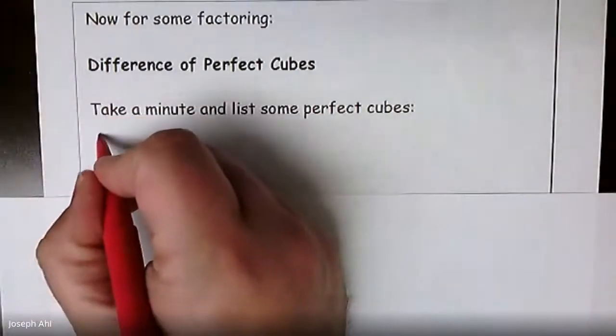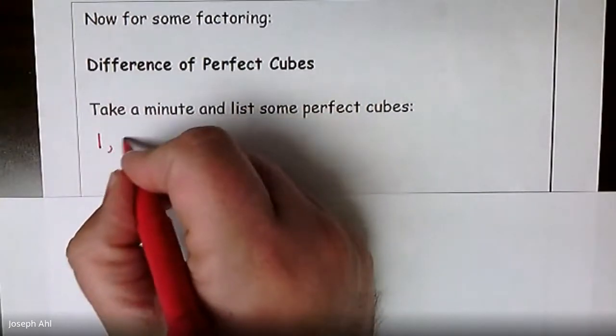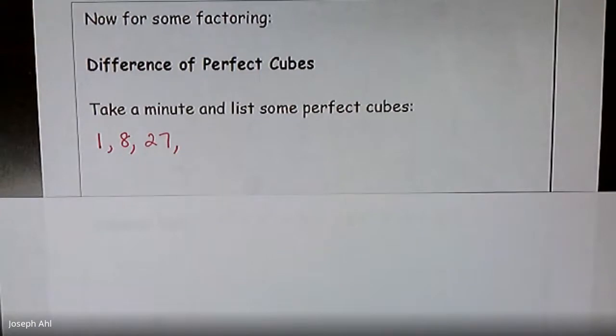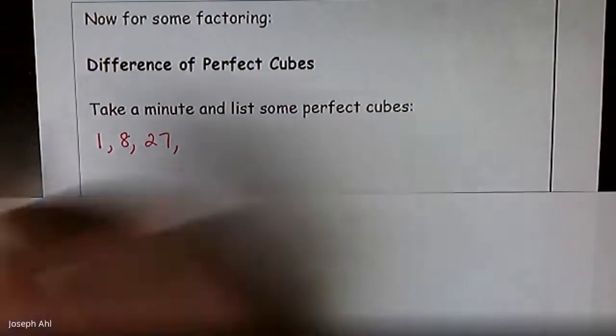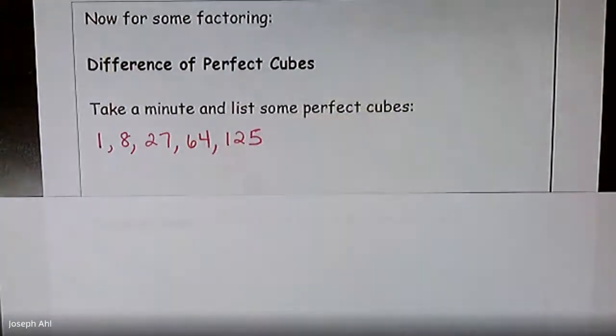So if I start with the smallest perfect cube, it should be 1, because 1 to the 3rd is 1. And then 2 to the 3rd would be 8, and 3 cubed should be 27. So those are the first 3 you should have listed. You move on from there, 4 cubed is 64. 5 cubed is 125. And those are the ones I would say you should be most familiar with without necessarily always relying on the calculator to determine that. These are the most common that you'll see come up in factoring with cubes.